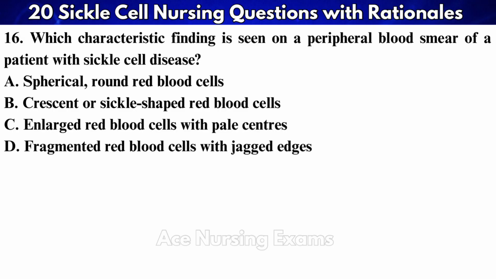Question 16. Which characteristic finding is seen on a peripheral blood smear of a patient with sickle cell disease? A. Spherical round red blood cells, B. Crescent or sickle-shaped red blood cells, C. Enlarged red blood cells with pale centers, D. Fragmented red blood cells with jagged edges.